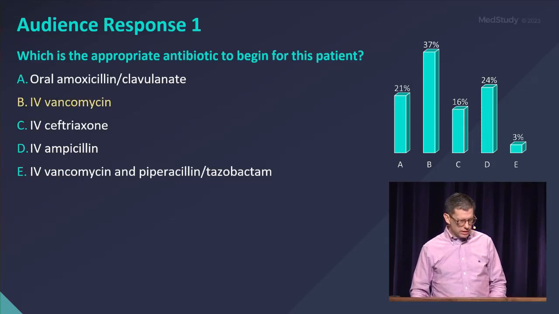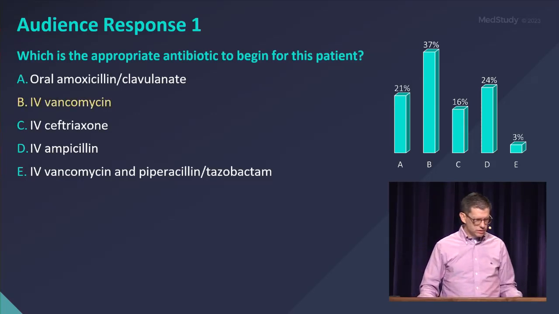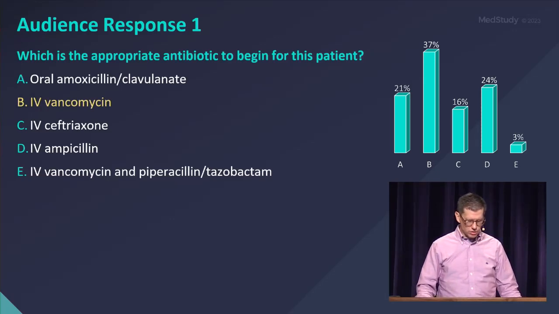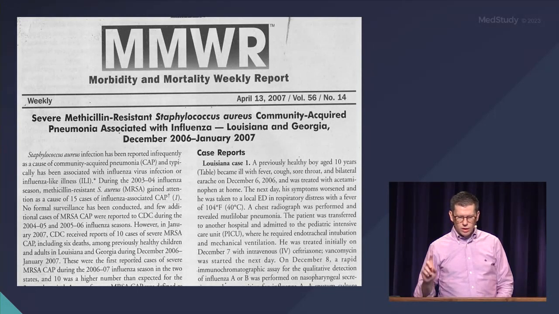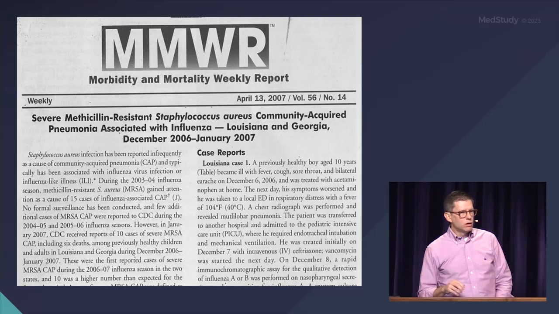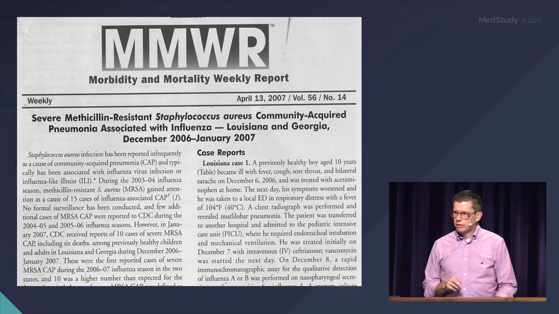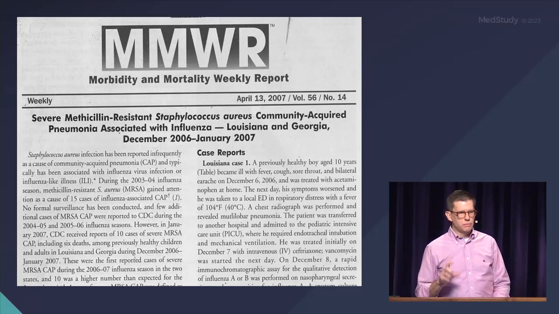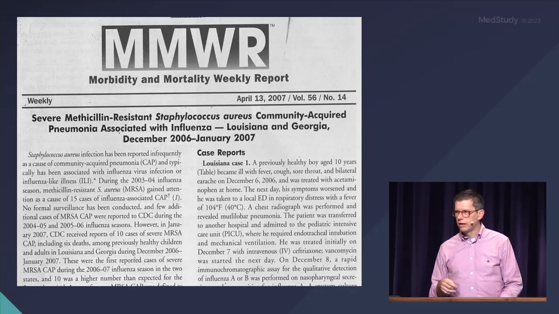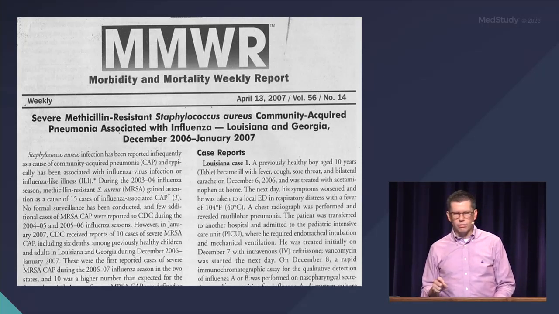All right, so the answer is IV vancomycin. The majority of y'all got this correct. So when we think about this, about a little over a decade ago, there was a report from the MMWR that talked about the amount of staph pneumonia that occurred after people had influenza, and these were otherwise healthy folks. This happened in Georgia and my home state of Louisiana. And since then, we've had a keener eye on post-influenza staph pneumonias and the severity of those.